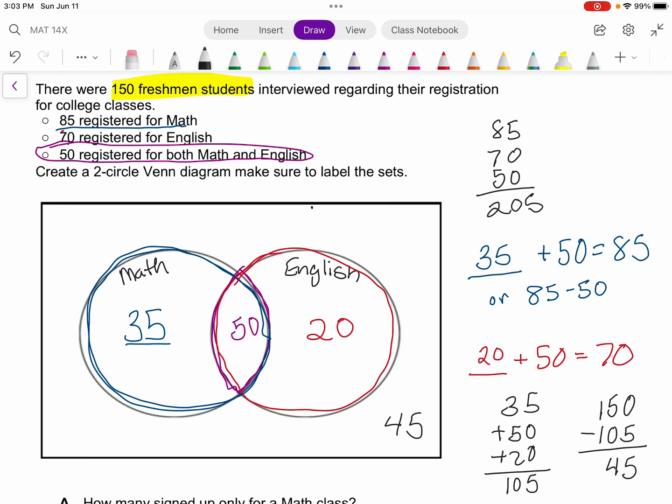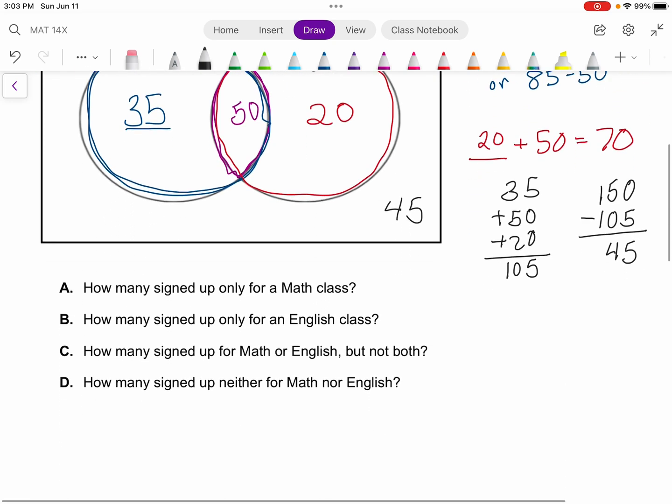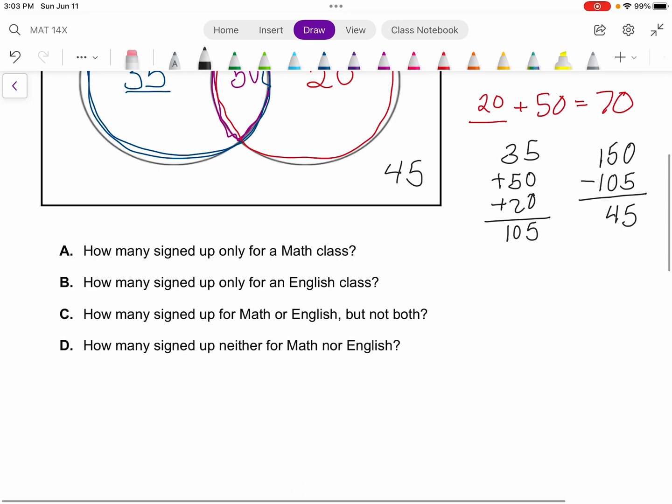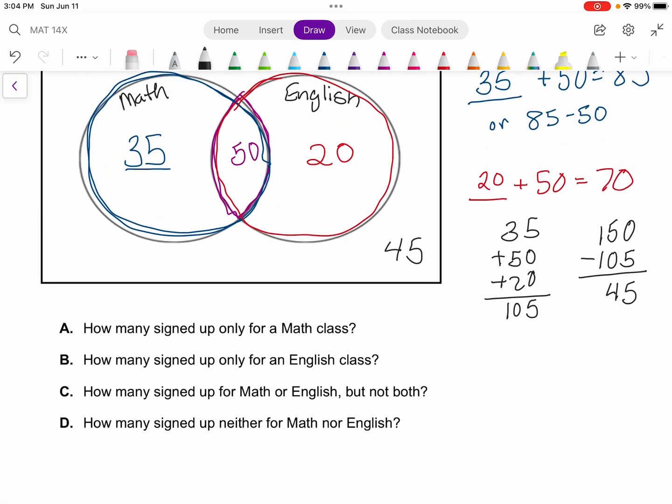Now, once I have this diagram, it's pretty simple to go through and make some conclusions about the numbers that go within each circle. So here, how many students signed up for only a math class? If I go back up to my Venn diagram, that would be the number in the math circle that's not part of the overlap. In this case, that would be the 35 students.